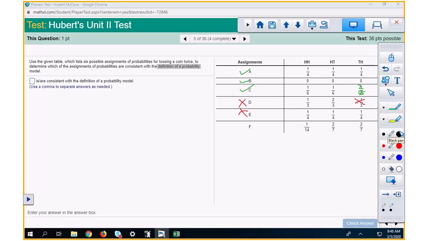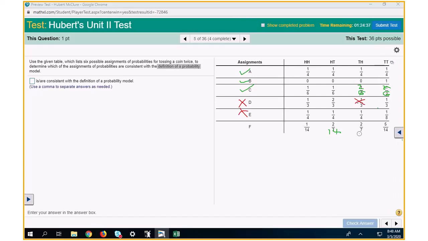And what about this one? Oh God, fractions again. We might as well forget it. So let's put a 14 here and a 14 here.